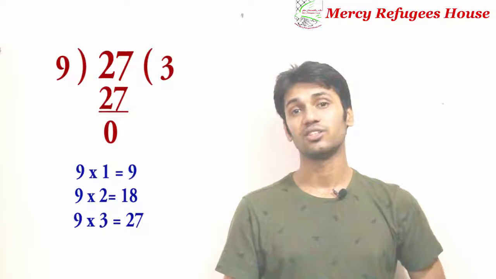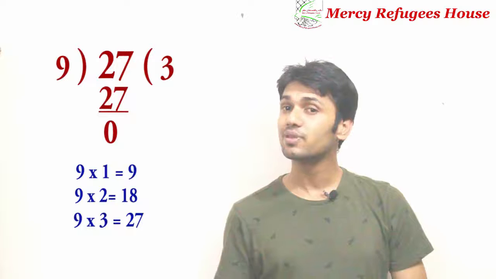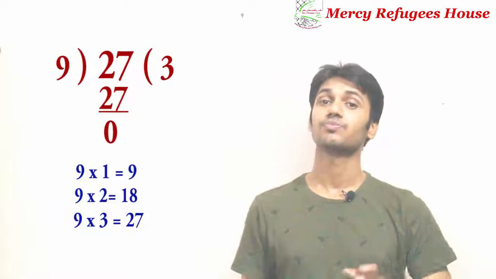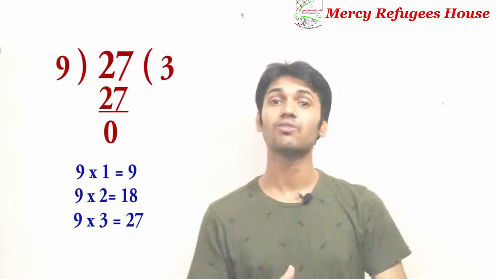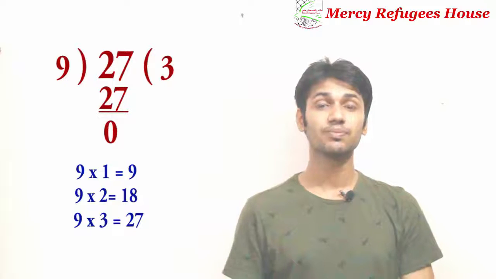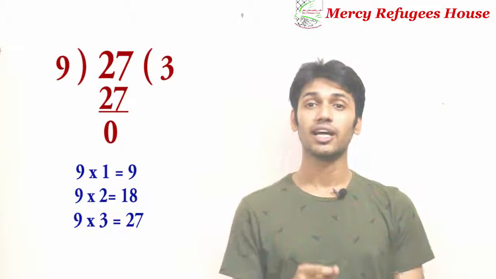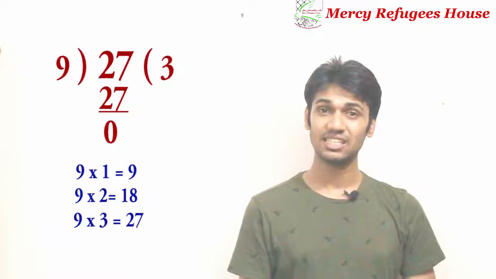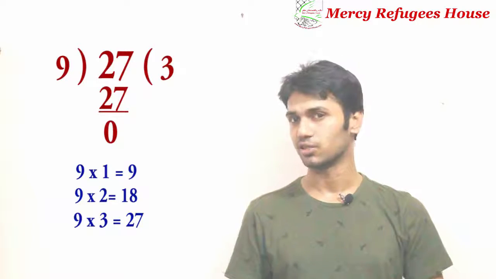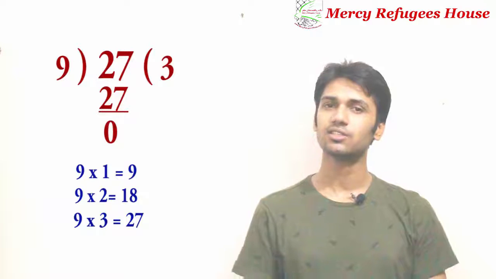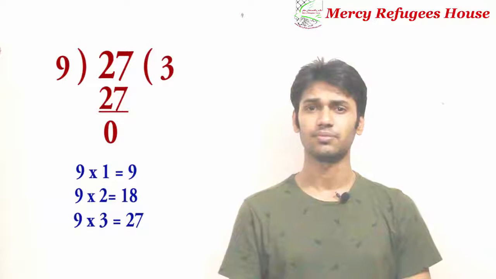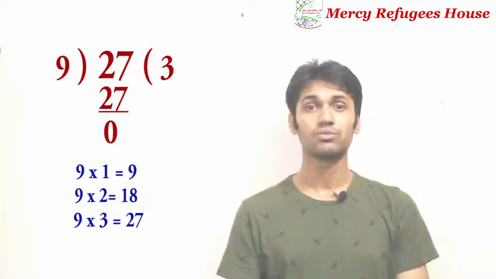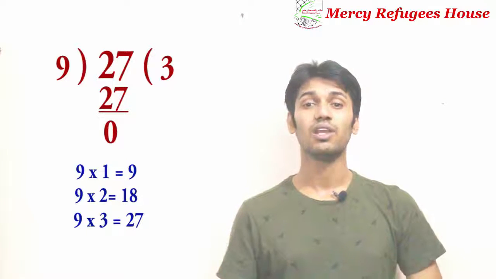9 divides by 27. Which multiplication table would the student use? The multiplication table of 9. To get 27, what can you do? 9 times 1 equals 9, 9 times 2 equals 18, 9 times 3 equals 27. So the answer is 3. And is there any leftover? No, there is no leftover.